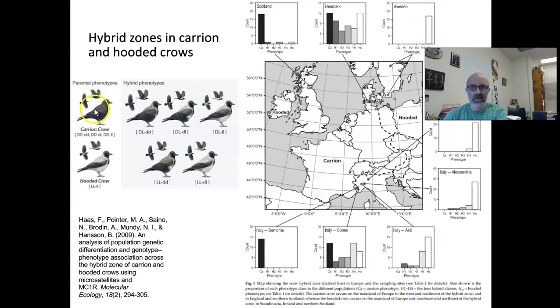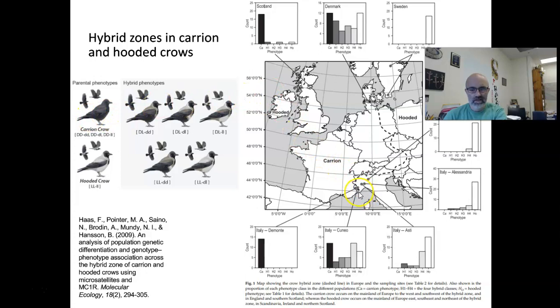So we only see the dark colored birds. If on the other hand we go over into Scotland, where it's basically square, and the carrion crow range, then we see the opposite. Most of the birds that we see show the carrion crow phenotype. I might have screwed that up. These guys over here look like the hooded crow, right? These guys look mostly like the carrion crow.